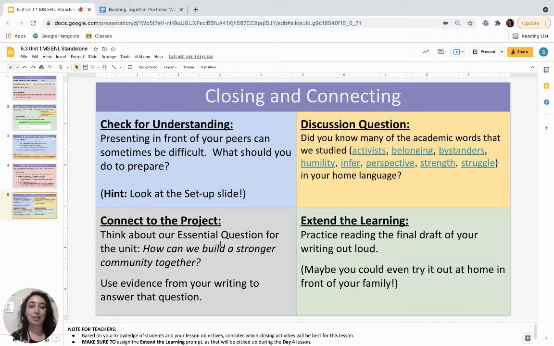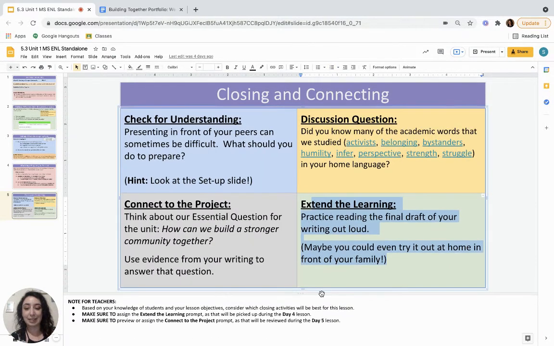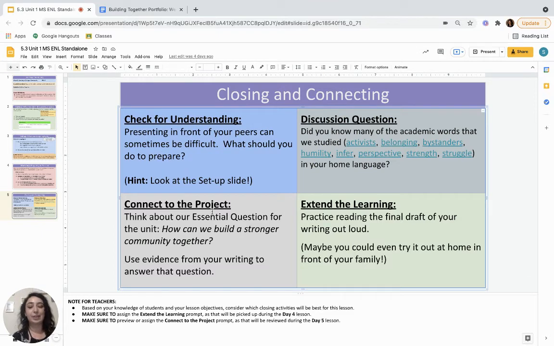The lesson closes off with specifically the extend the learning, which will be picked up in the next day of the lesson, as well as the connect to the prompt. But if you'd like to do the check for understanding or the discussion question, you can add those in as well.